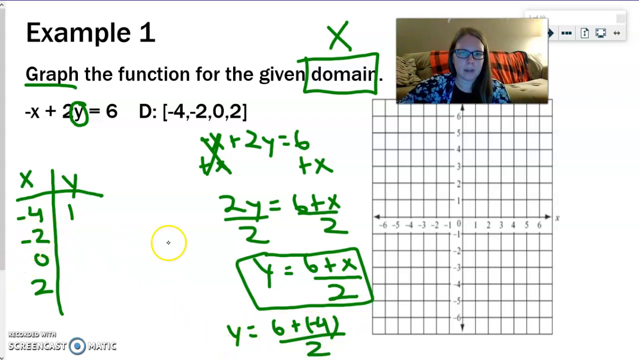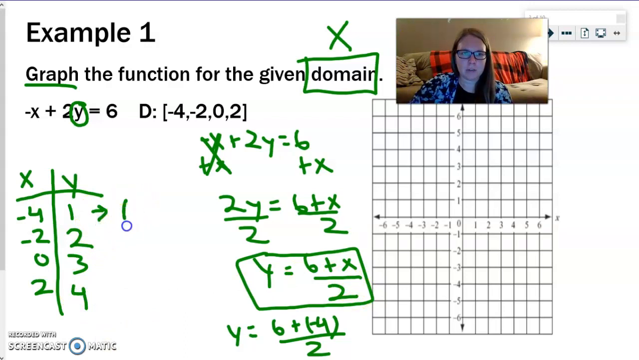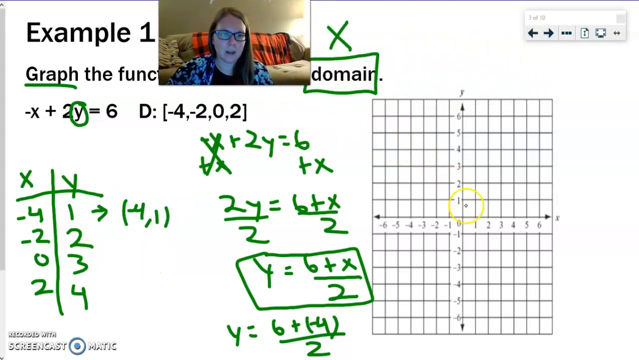So I'm going to do the same thing for negative 2. 6 plus a negative 2 would be 4. 4 divided by 2 would be 2. If I plugged in a 0, 6 plus 0 is 6. 6 divided by 2 is 3. What if I had a positive 2 here? 6 plus a positive 2 would be 8. 8 divided by 2 is 4. And so remember then that once I have this table, it makes those coordinate points. I'd have negative 4, 1, negative 2, 2. I'd have 0, 3, and I'd have 2, 4.